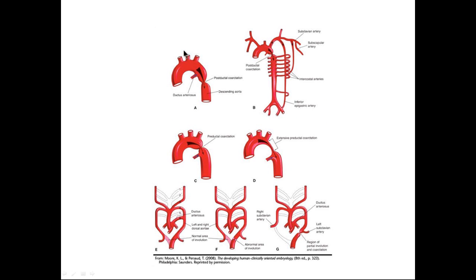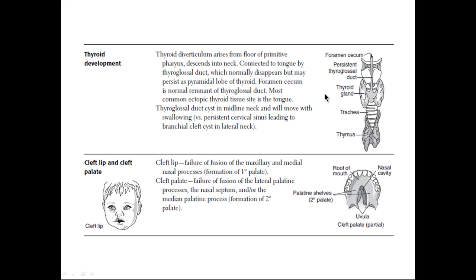Things that can go bad in development here: coarctation, where you can actually have a narrowing or a blockage of the aorta, and that can be postductal or preductal. And you'll get different alternate routes depending on where that blockage is. You can see how the intercostals and the internal thoracics can help bypass that blockage. I mentioned the thyroid here, develops above the tongue, travels down from the foramen cecum to find the thyroid cartilage.